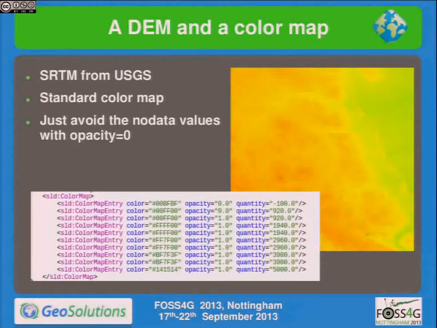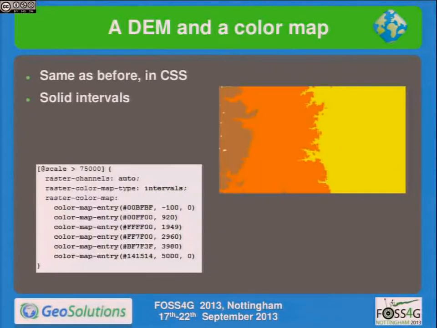A color map in SLD 1.0 is a list of color map entries where you map a color with an eventual opacity, in this case opacity 0 means transparent, and to a quantity. And then you provide a list of values with a list of colors, and GeoServer linearly interpolates between the various combinations. So you basically are giving it tie points, and any value in between is interpolated linearly between the two colors that you gave for those tie points. The CSS expression is just slightly more compact. This is one case where CSS and SLD are similar.